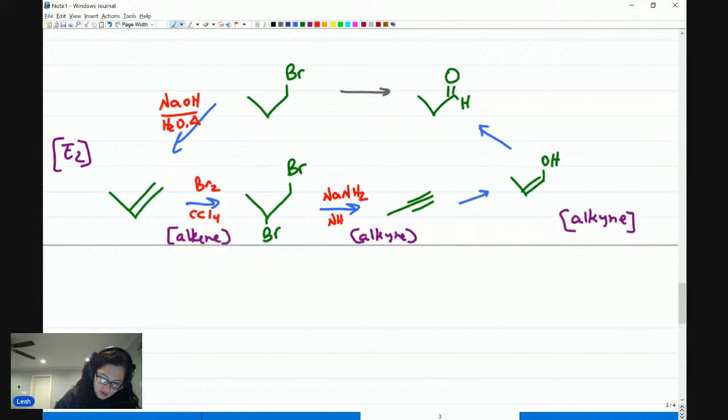NaNH2 in liquid NH3, but I can't stop here because that will also deprotonate and give me the deprotonated alkyne. And so I have to do a step 2, and that is add water. That will give it back the hydrogen. If I'm doing a chain elongation, then by all means, I want to deprotonate, but over here I don't. So I add the hydrogen back.